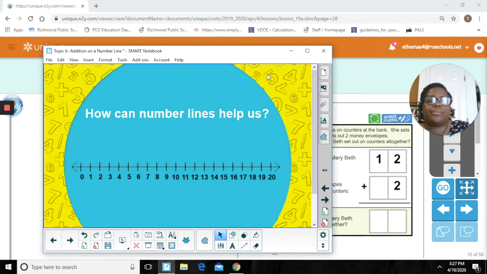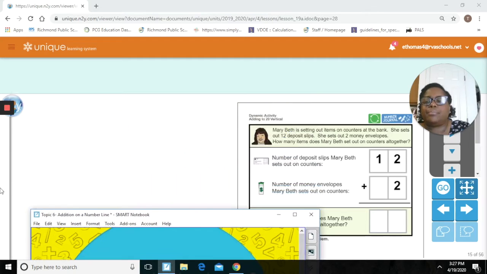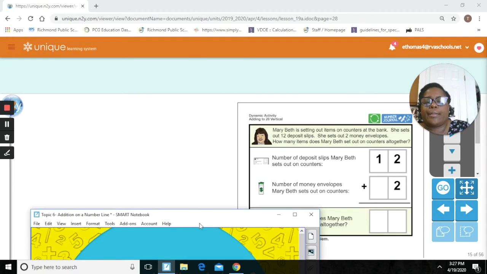And before we get going, let's read our word problem. Mary Beth is setting out items on the counters at the bank. She sets out 12 deposit slips. She sets out 2 money envelopes. How many items does Mary Beth set out on counters altogether? And if you recall, we have a key word, right? Let's get our pointer here. Altogether, it means we're going to do what? Add. And adding means what? To put items in a group together.